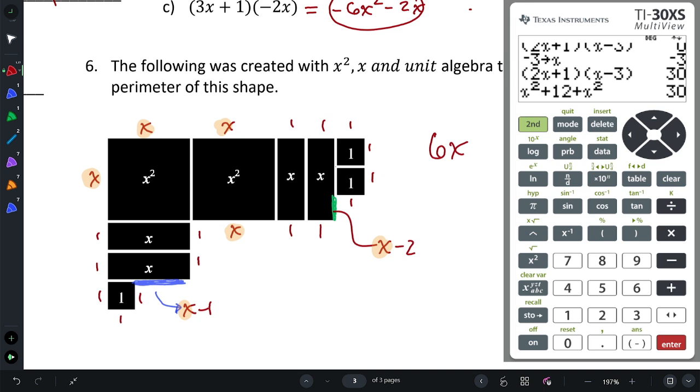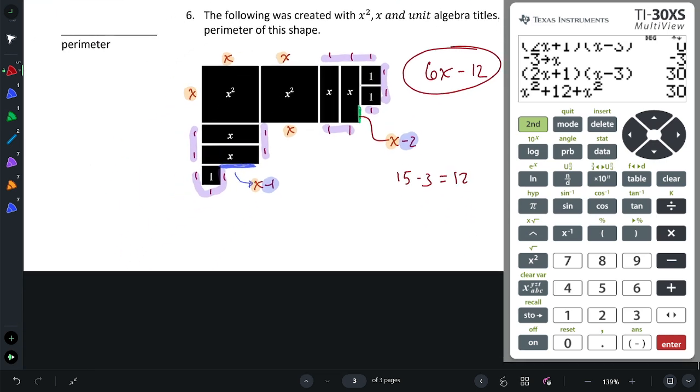And now we got to count up our units. So units, I got 1, 2, 3, 4, 5, 6, 7, 8, 9, 10, 11, 12, 13, 14, 15. Right, so part of it is there is 15, but also I have these negative ones, right? I got a negative 2 and a negative 1. So it's going to be 15 minus 3, which is 12. So the final perimeter will be 6x minus 12 units.